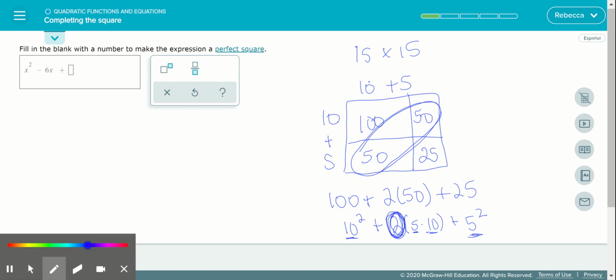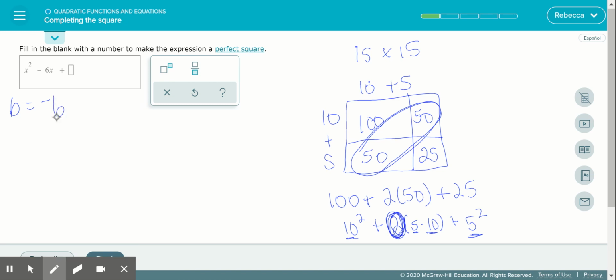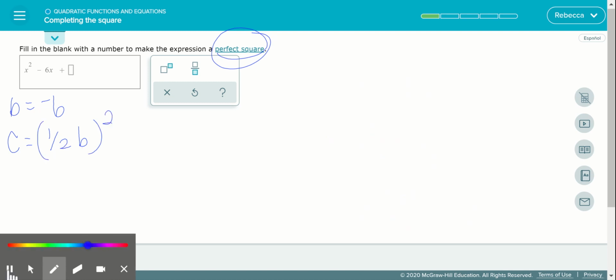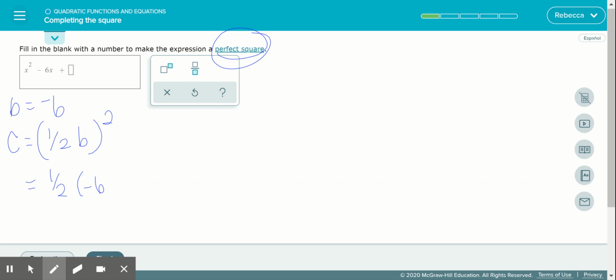So we are going to take b, which is -6, and we're going to take 1/2 of it and square it. So the c value of any algebra expression that we want to be a perfect square has to be 1/2 of the b value and then squared. So our b value is -6. So we're just going to take 1/2 of -6 and square that answer.